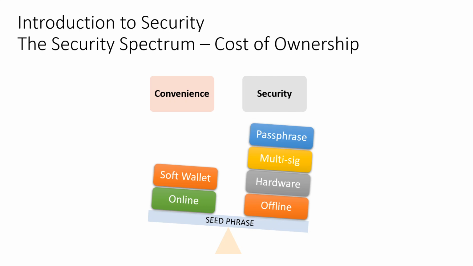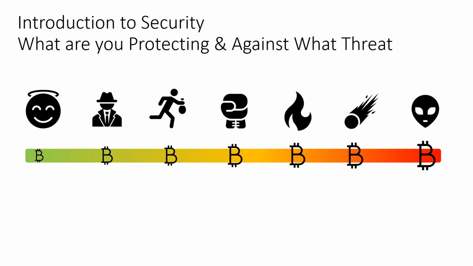If we can get that right, to a level where the cost of ownership is not too high, the convenience is at a usable level, and the security is at a level you require, depending upon what you're trying to protect from, then I think that's the perfect balancing point. So how do we determine how we set this balance point? Well, what we really need to do is understand what we're trying to protect ourselves against.